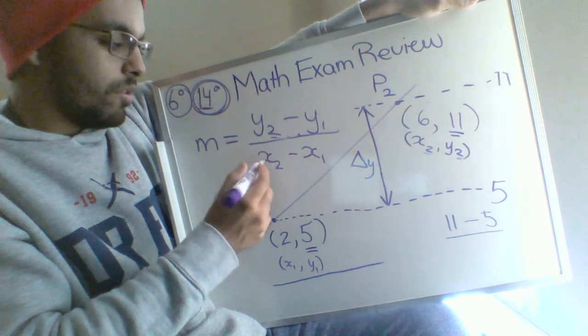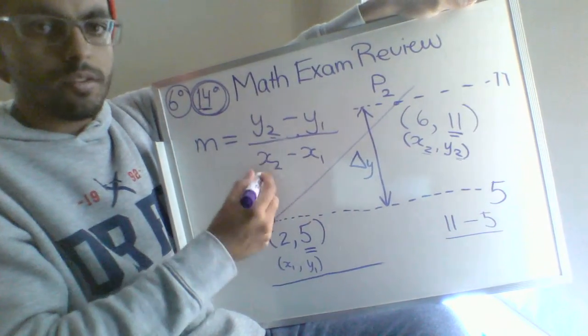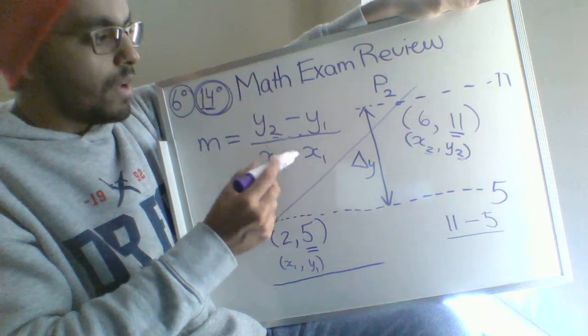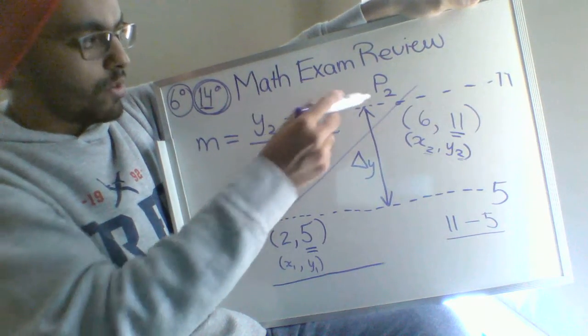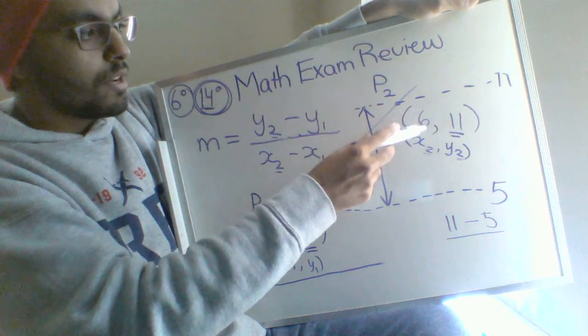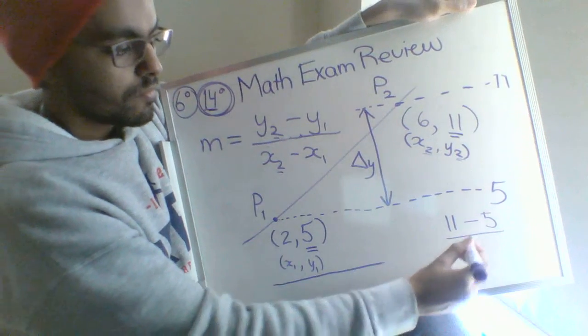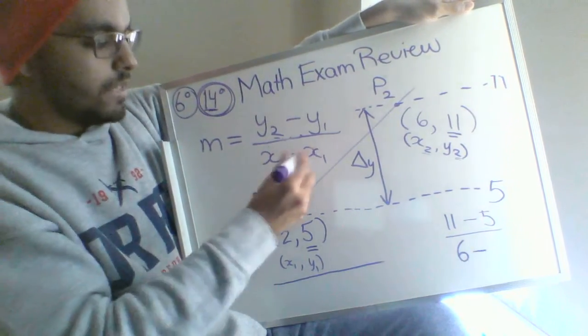But before we get to that, we'll do the denominator, the x bit. So x2: we go over to point 2, we find the x coordinate, that's 6, minus x1.